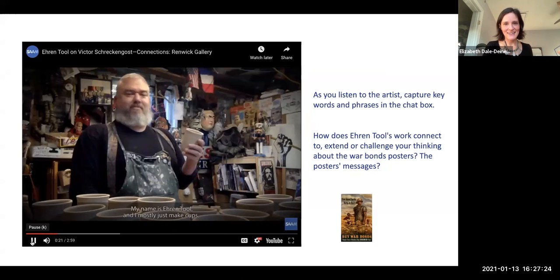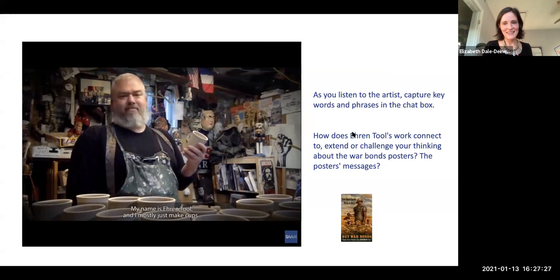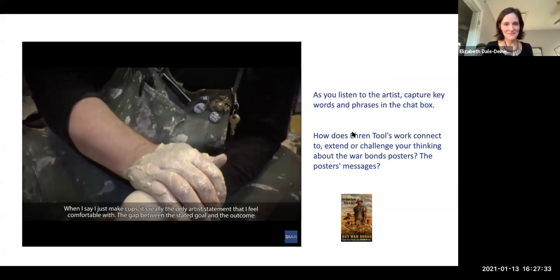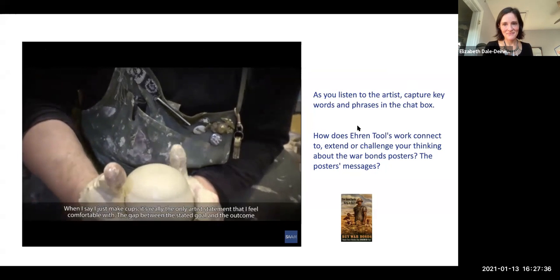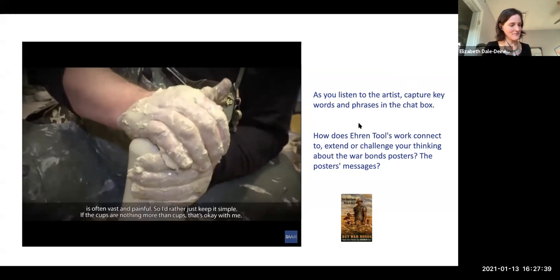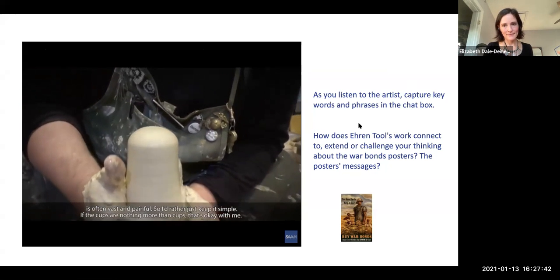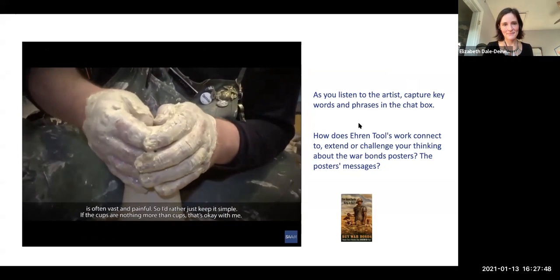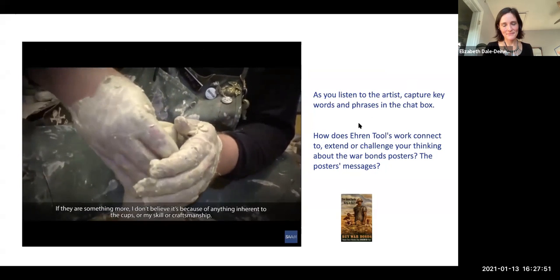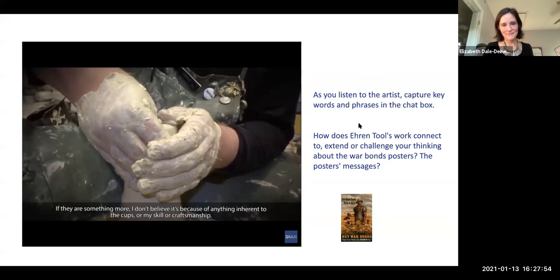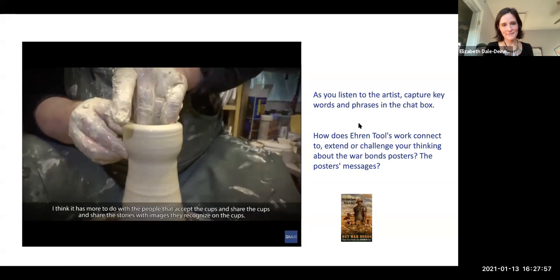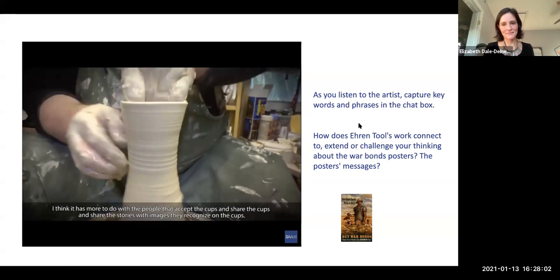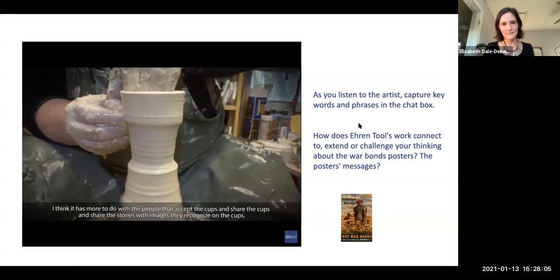My name is Aaron Toole, and I mostly just make cups. When I say I just make cups, it's really the only artist statement that I feel comfortable with. The gap between the stated goal and the outcome is often vast and painful, so I'd rather just keep it simple. If the cups are nothing more than cups, that's okay with me. If they are something more, I don't believe it's because of anything inherent to the cups or my skill or craftsmanship. I think that it has more to do with the people that accept the cups and share the cups and share the stories with images they recognize on the cups.